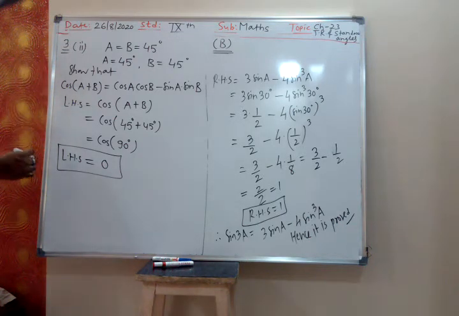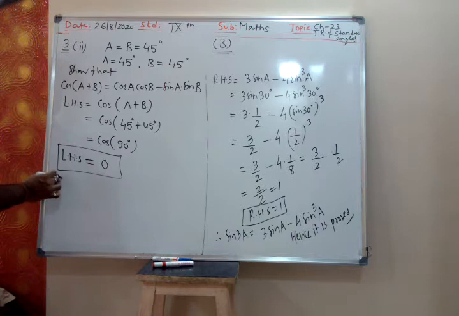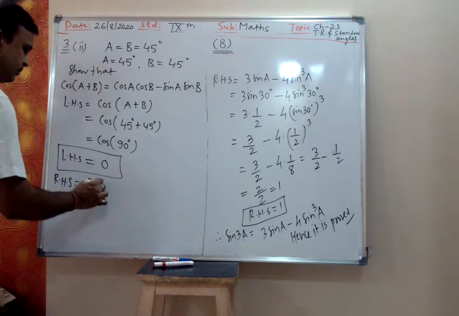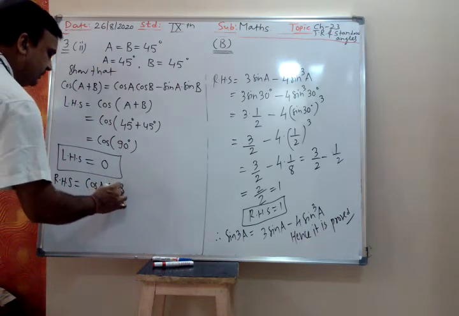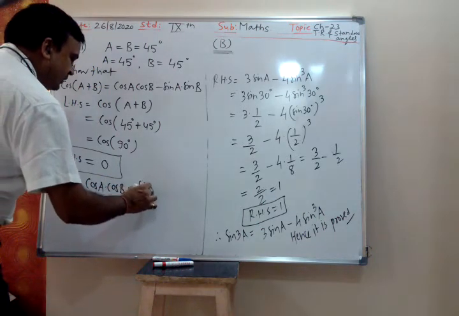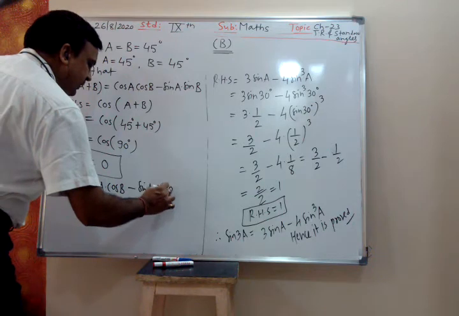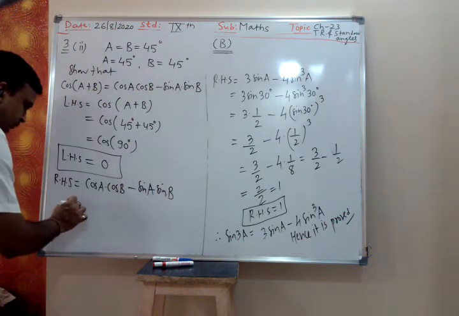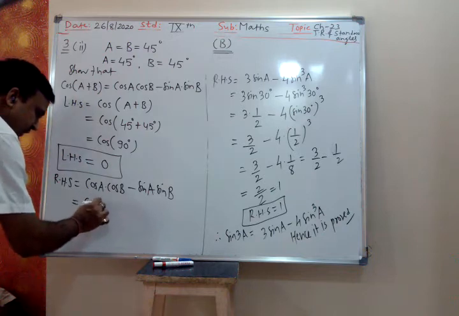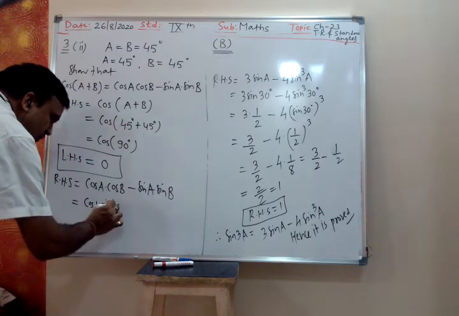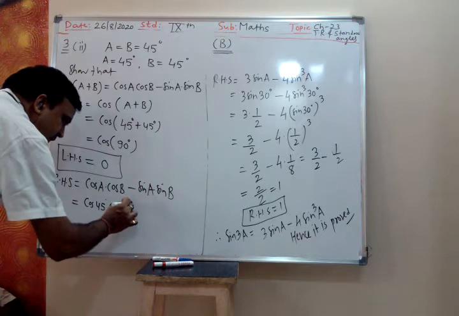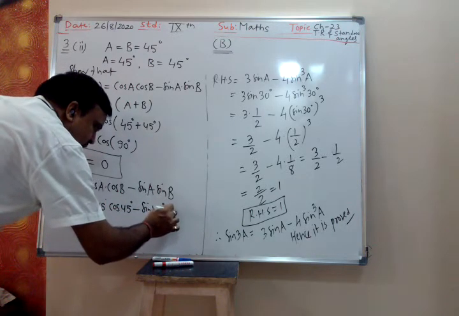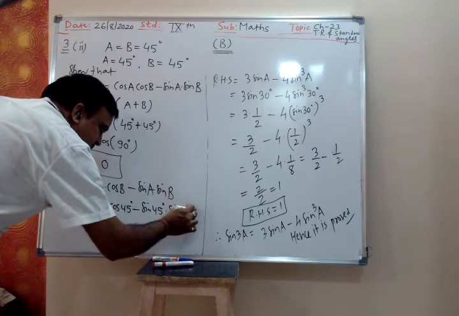Now I will evaluate my right hand side. Right hand side is cos A cos B minus sin A sin B. We put the value and simplify. So cos 45 degree into cos 45 degree minus sin 45 degree into sin 45 degree.